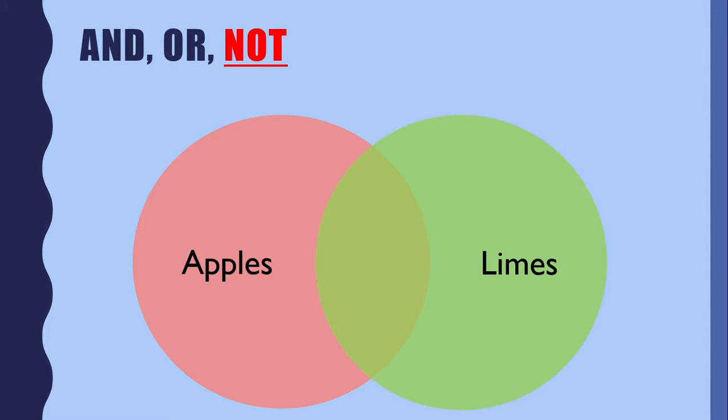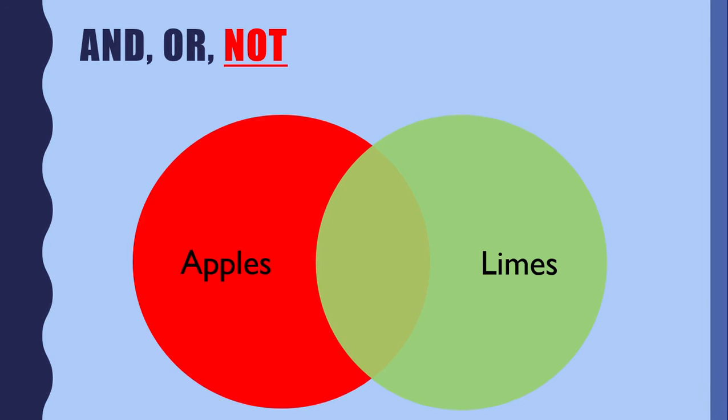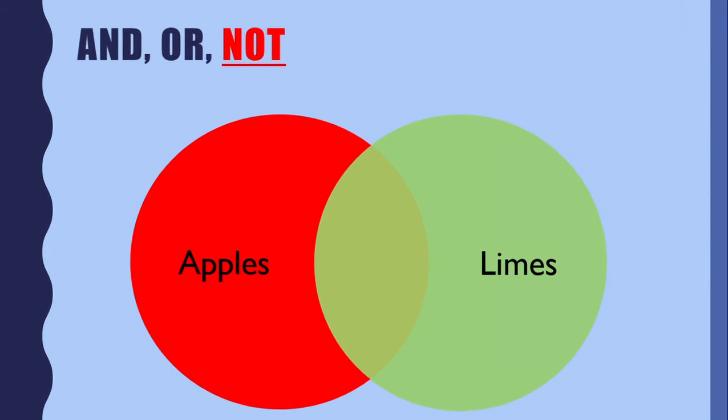Lastly, let's change our search. Now we want apples, but not limes. What part of the diagram do you think would be highlighted? Only the apple part. This means our search results will include items that only talk about apples. If a resource includes anything about limes, the result will not show up on our results list.